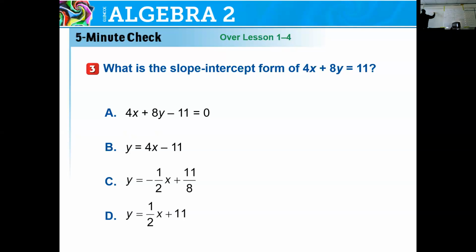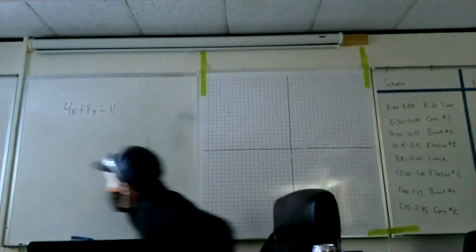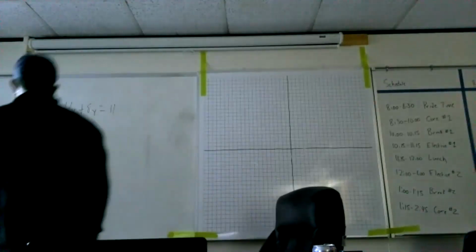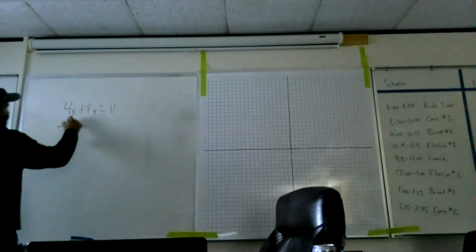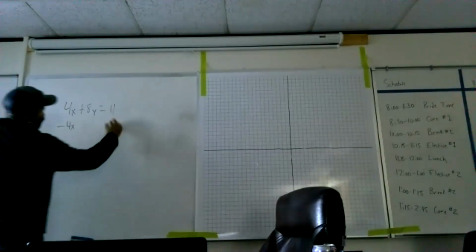Okay, this is what's known as a standard form of linear equation. You could actually plug this in to your graphing calculator and it would graph it for you, but they're asking for the answer in slope-intercept form. So like I said, we're going to isolate. So first thing, we want to move the 4x to the other side.